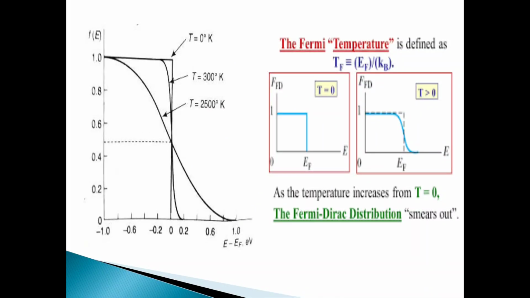Now as we increase the value of temperature to 300 degrees, we can see that there is a curve, that is, a few of the states have moved above the Fermi level. If we increase the temperature more, we can see that more carriers move above the Fermi level.